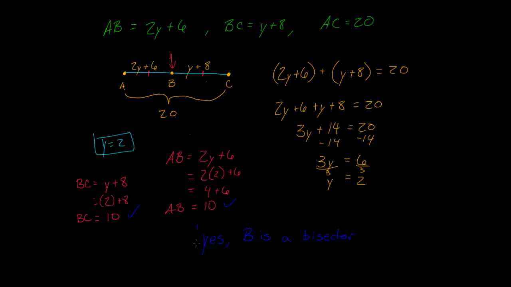That's what this wants to know. This wants to know two things. It wants to know what y is, and you have to solve for y in order to determine if B is a bisector. Make sure we name it correctly. B as a point is a capital B.